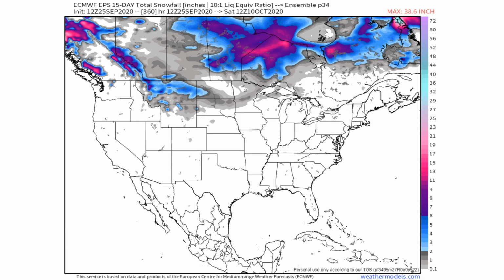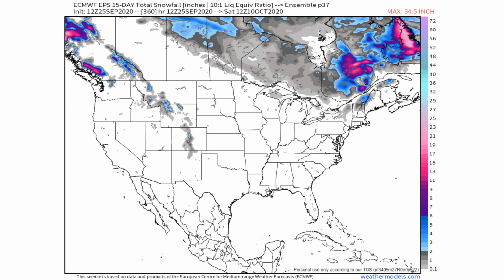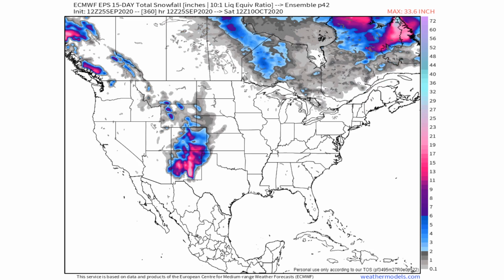Here would be ensemble member 34. This one was really interesting, where this model member wants to bring some snowfall to the northern tier of the United States. Here would be ensemble member 37, a similar event, the interior northeast with a little bit of snowfall. Here would be October 10th on ensemble member 42. This one really stood out to me just because of how much snowfall it's indicating for the southern Rockies. Maybe something like what we saw in early September with parts of Colorado, Wyoming, and New Mexico.